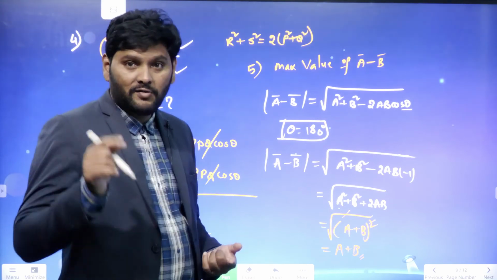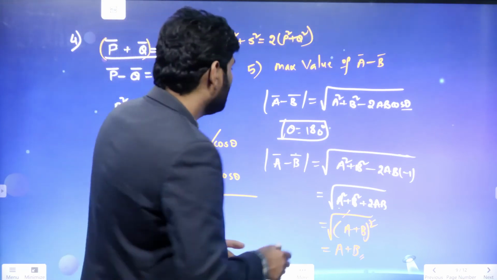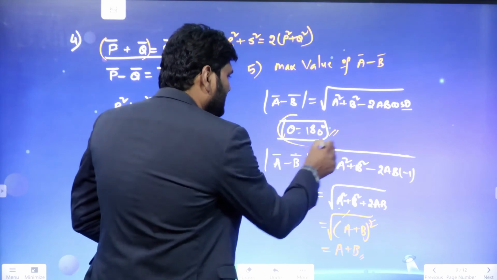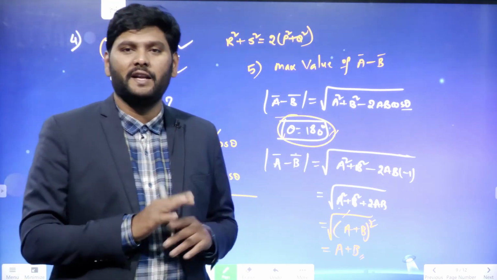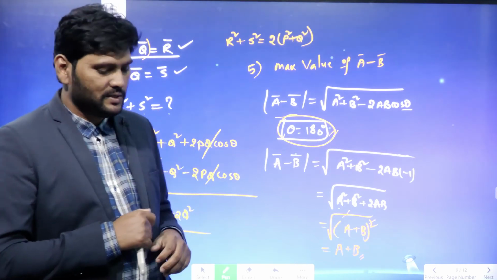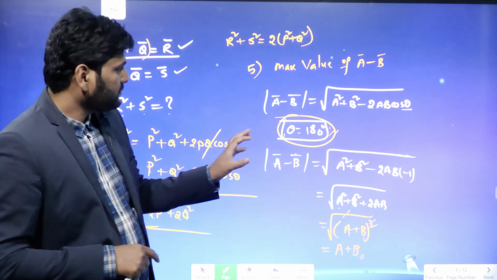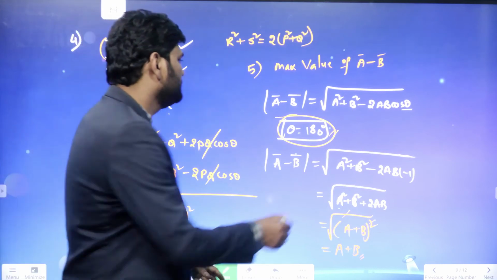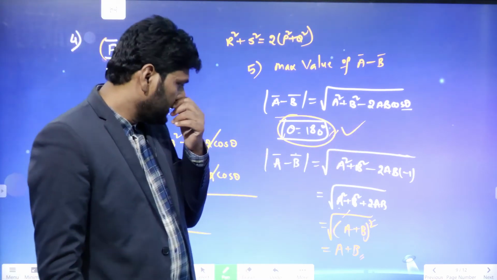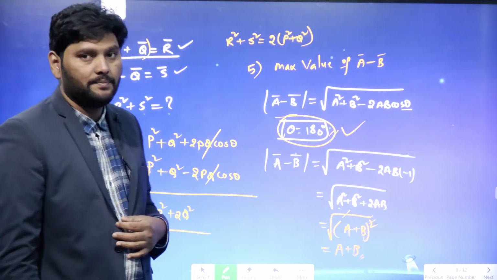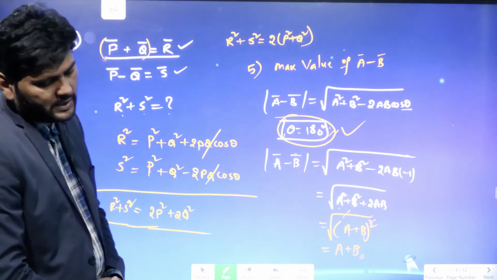But to get the maximum value, what is the condition here? The two vectors must be at 180 degrees. That is the condition. In this problem, you have to know this. Then you will get the a plus b form. Better take note.